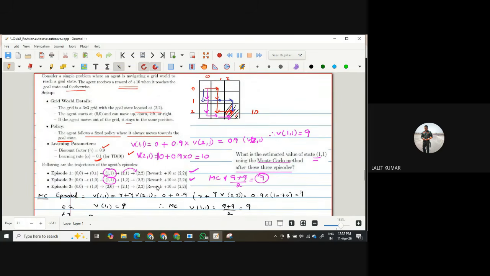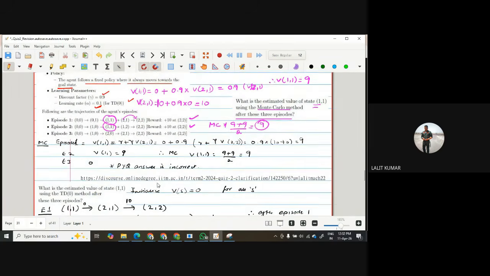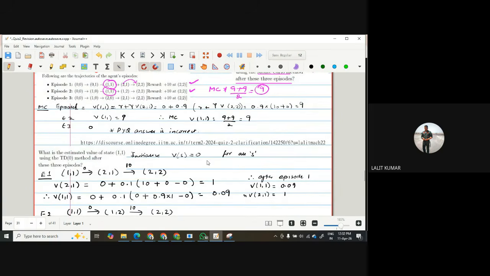The second part of the question: there was a lot of discussion on the discourse, and finally I shared my solution, which Rohit has confirmed is the correct solution. What is the estimated value of state 1,1 using the TD(0) method after these three episodes? In the TD method, we initialize V(s) equal to 0 for all s. We have got three episodes. In the third episode, we don't have 1,1, but we have to find it.